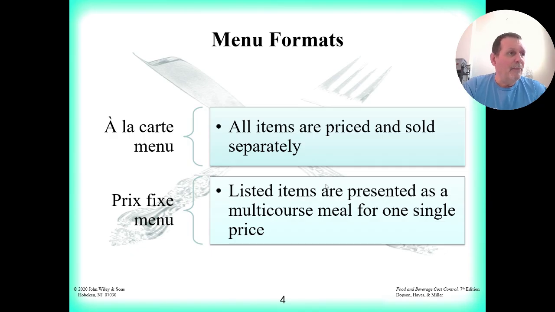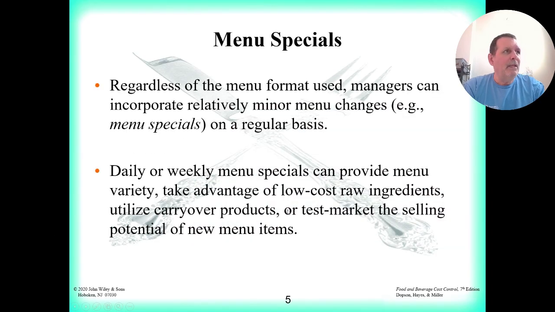A prix fixe menu is a list of items that presents multiple courses for a single price. So those are the menus where you go in and they say, okay, this is what you get for this price. For $19.99, you have a choice of choice 1, 2, or 3. One has chicken plus potatoes plus this. Choice 2 has steak plus potatoes plus something else, and whatever. That's a prix fixe menu. All right, so moving forward.